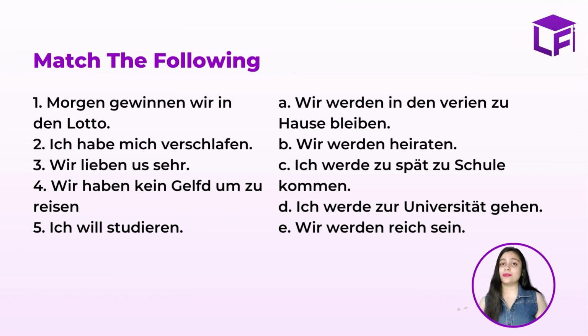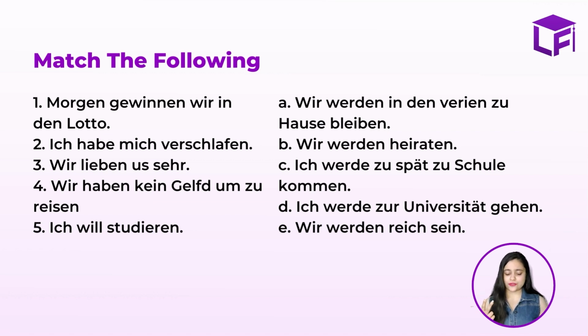Okay, now the column B here says, wir werden in den Ferien zu Hause bleiben. This means we'll be at home during the holidays. Now second says, wir werden heiraten, which means we will be married.